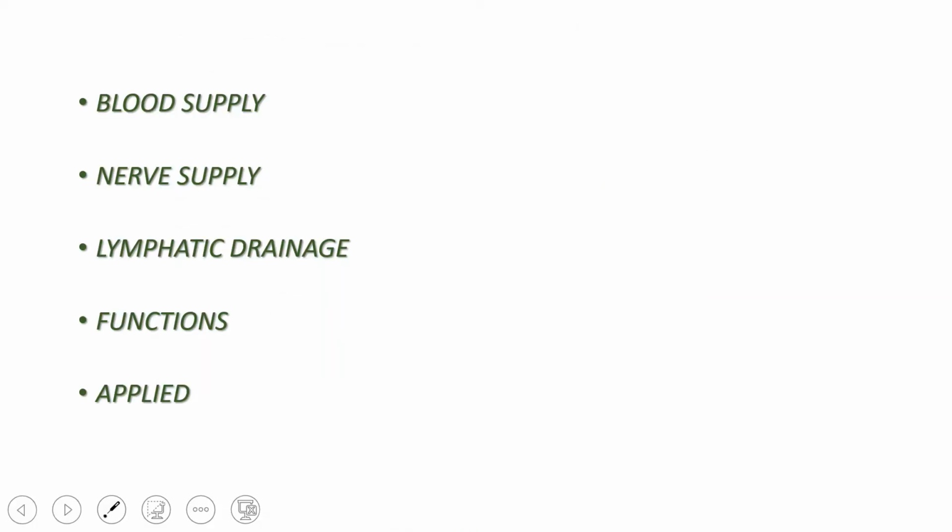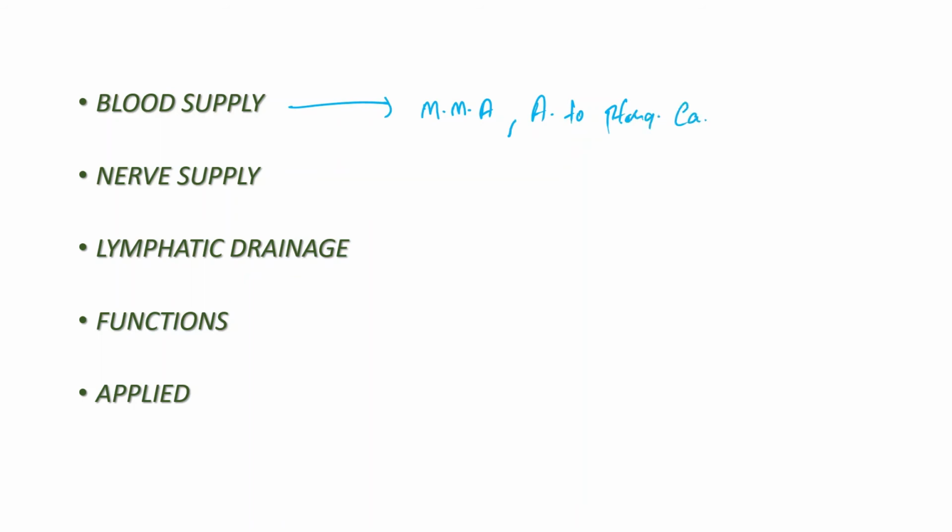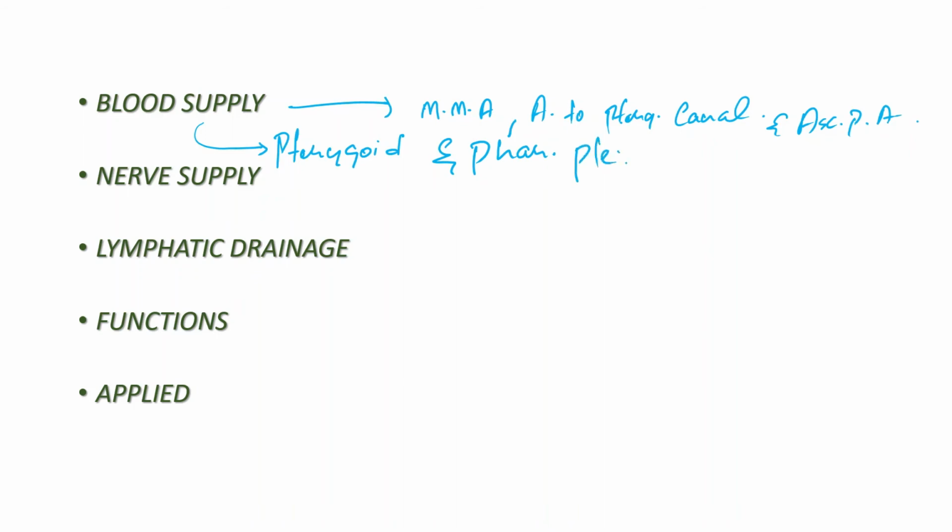Next, moving on to the blood supply of the auditory tube. The arterial supply of the tube is mainly supplied by the branches of the middle meningeal artery, the artery of the pterygoid canal, and the ascending pharyngeal artery. So all these arteries supply the auditory tube. The venous drainage of the auditory tube is mainly by the pterygoid and the pharyngeal venous plexus. So this is about the arterial and the venous drainage of the auditory tube.